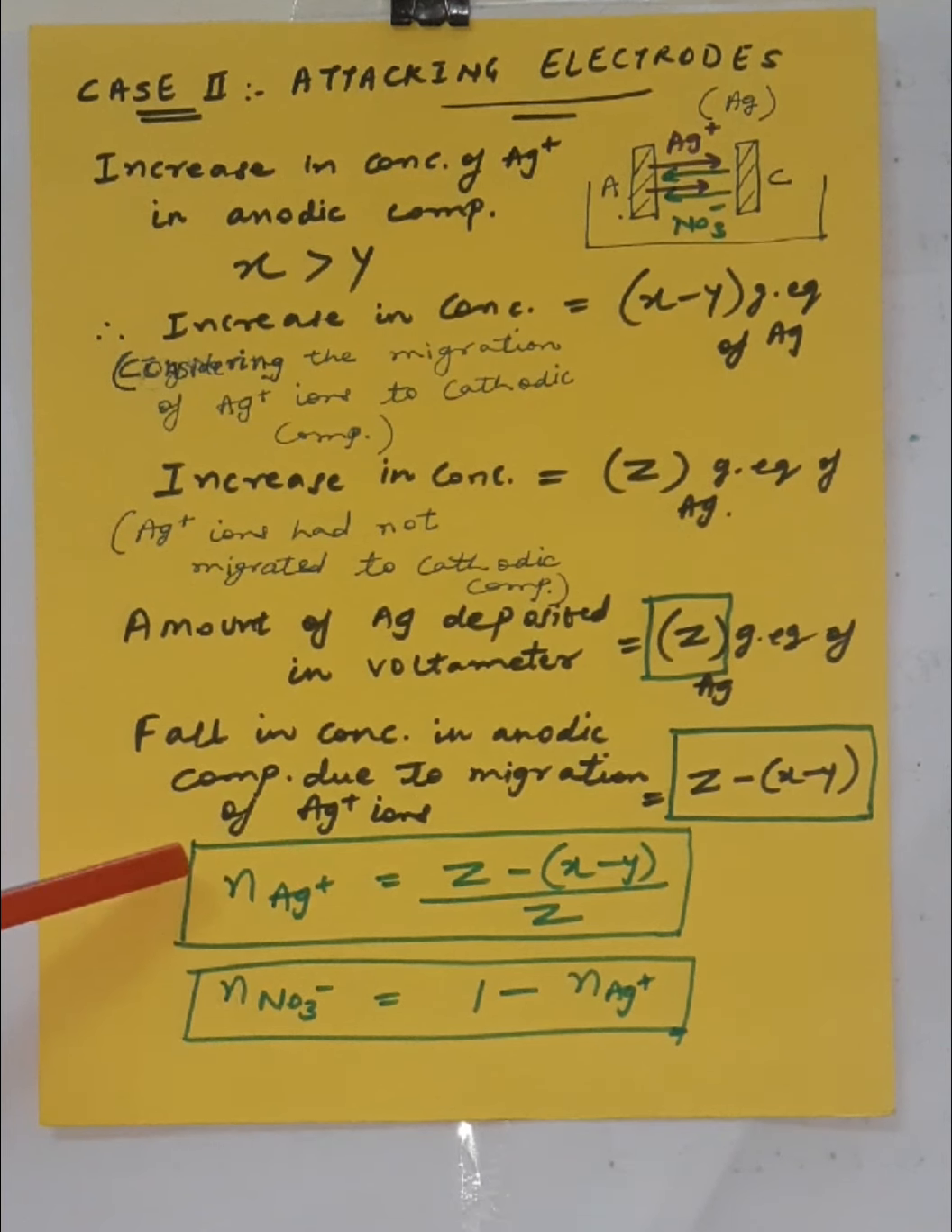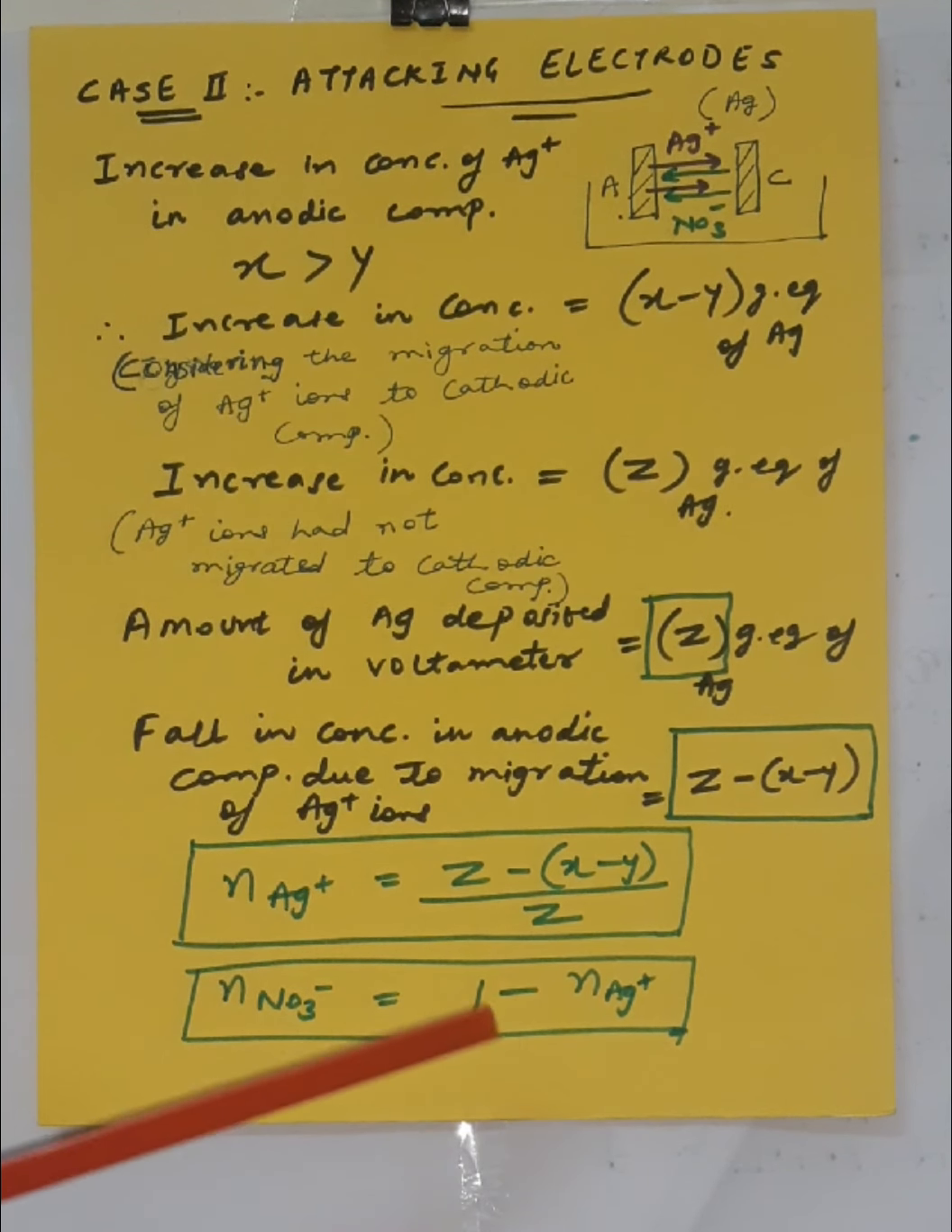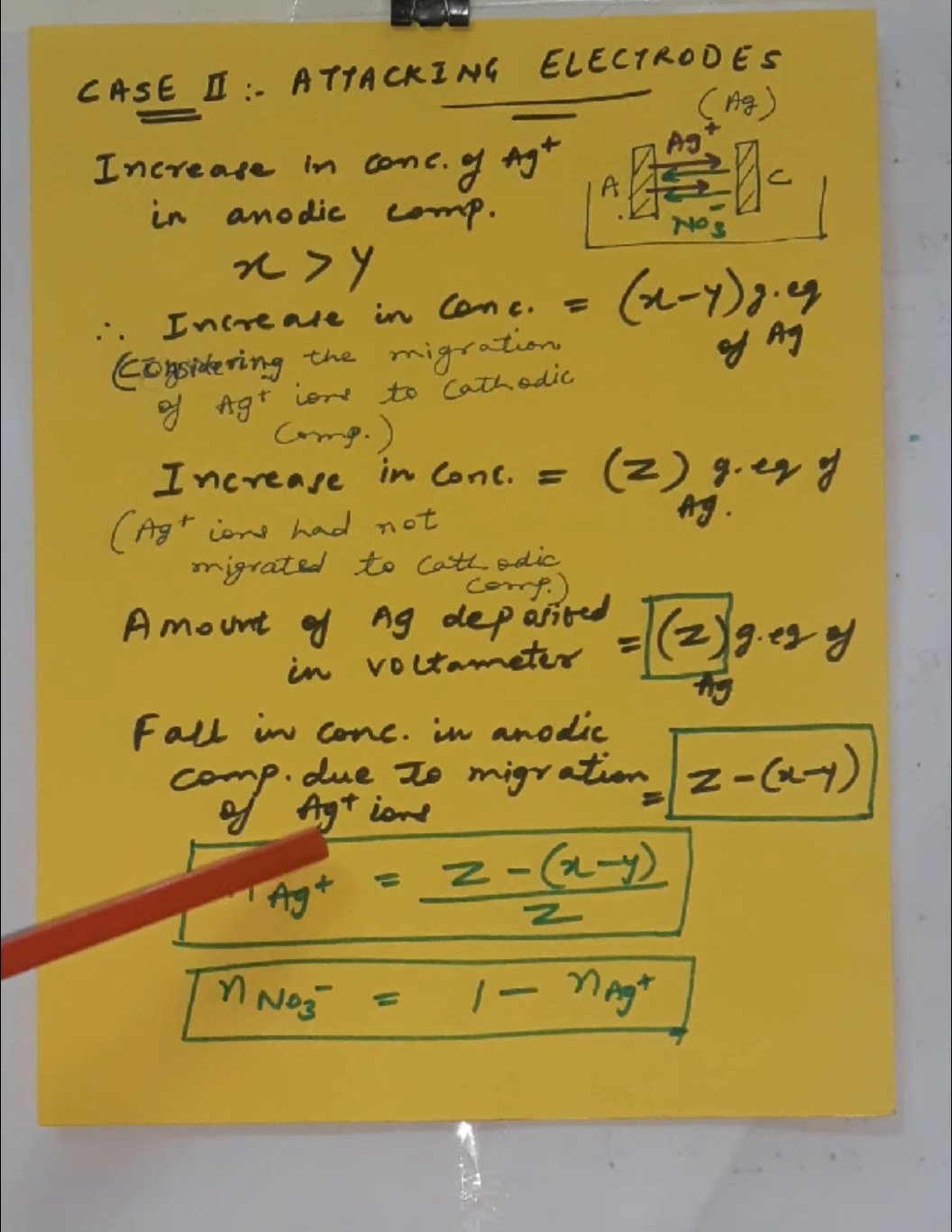So how are you going to calculate? You will take Z minus X minus Y divided by Z, and then to find out the transport number of the anion, you will simply take the difference of this from 1. Is it clear? So this is about transport number and its determination by Hittorf's method.